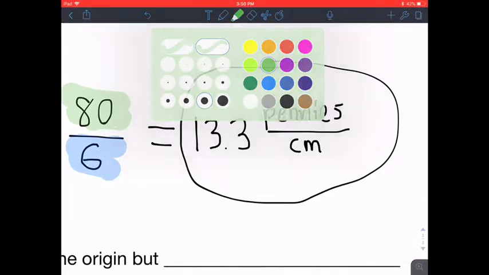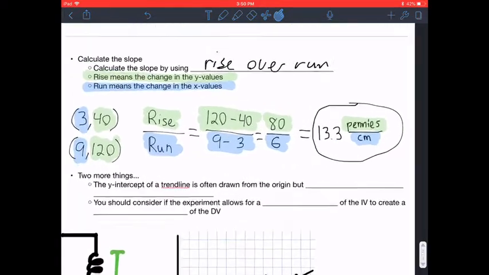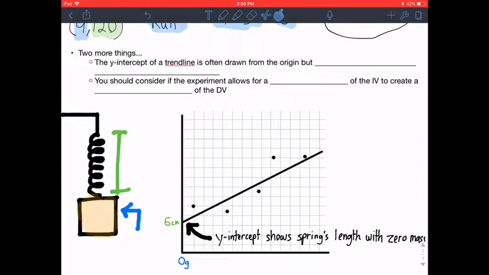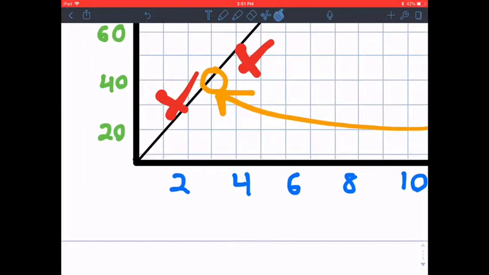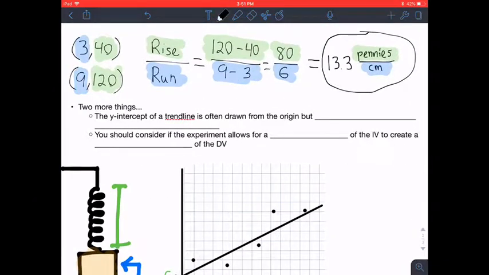One thing to notice, my unit here, this is the unit of the y value. The y value was number of pennies, and this is the unit of the x value. So this is 13.3 pennies over centimeters, or pennies per centimeter. Two more things we need to think about. The y-intercept of a trend line is often drawn from the origin. So it often goes through the 0 value down here, okay? But that is not always true. So I'm just going to say, but not always.